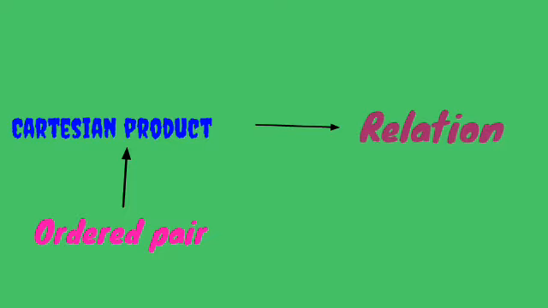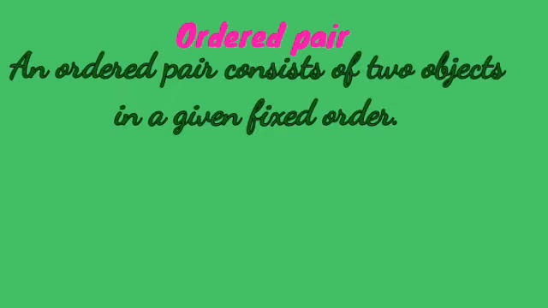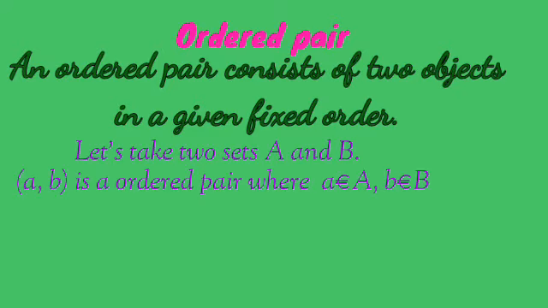So what is an ordered pair? An ordered pair consists of two objects or elements in a given fixed order. For example, if A and B are any two sets, then the ordered pair means the pair of any two elements taken in the same order that the parent sets have been taken. That means the first element is taken from the first set and the second element is taken from the second set.